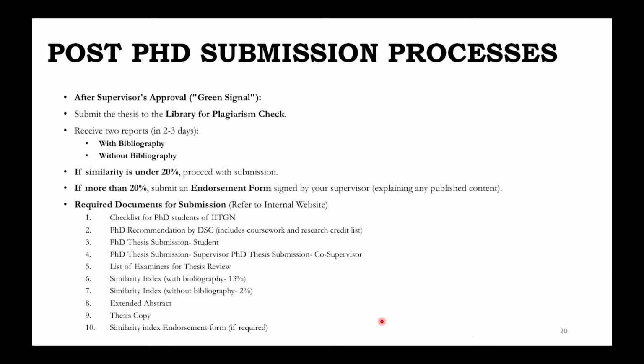With bibliography, if your similarity index is under 20%, you proceed ahead with submission. If it is more than 20%, there is an endorsement form that has to be signed by your supervisor, stating that the similarity over 20% came from the student's published paper. So make sure that if it shoots above 20%, it is because your own paper is being self-cited, and not because of any other kind of plagiarism.